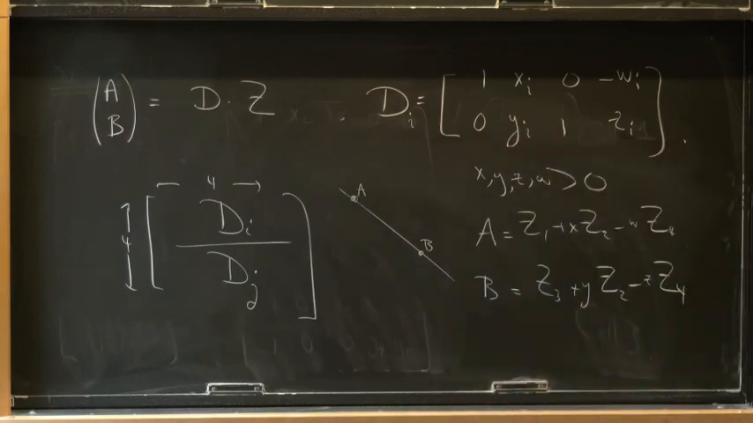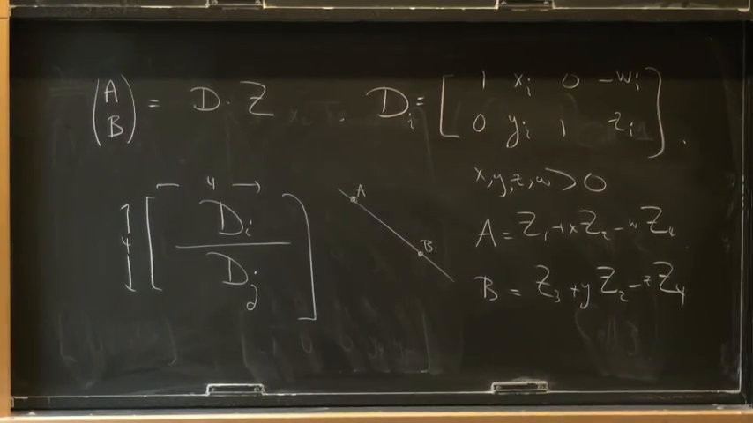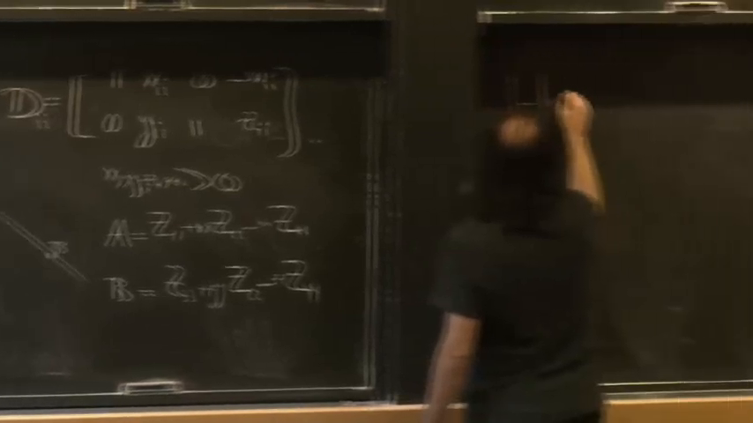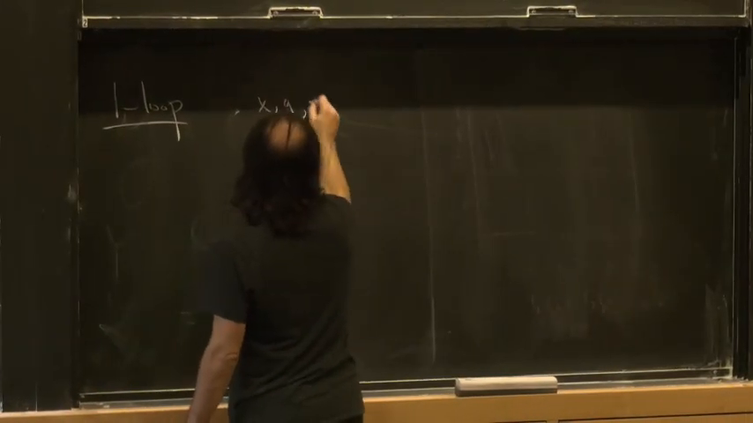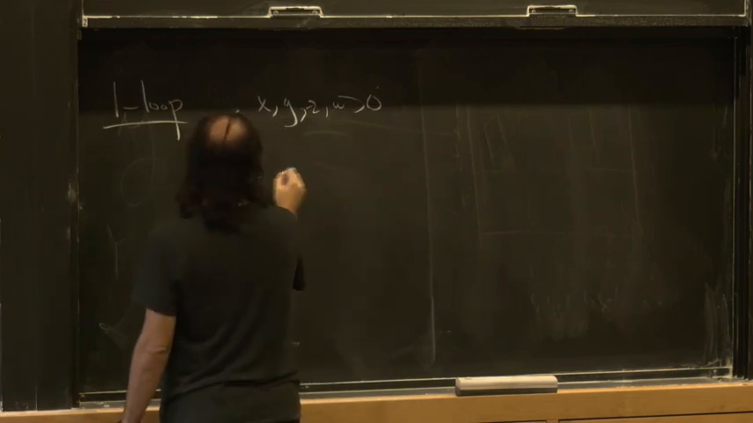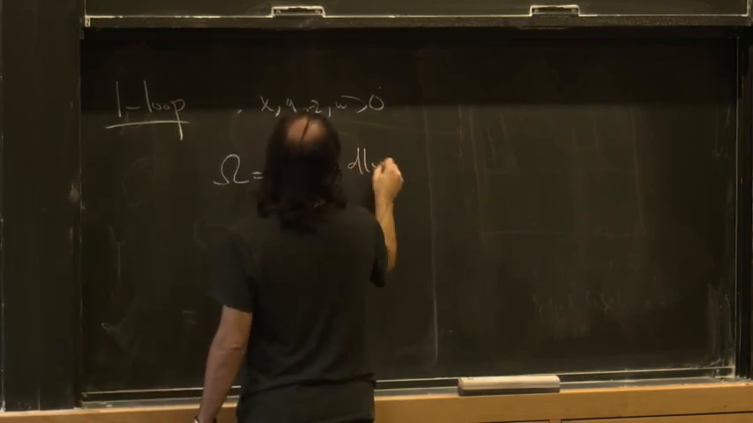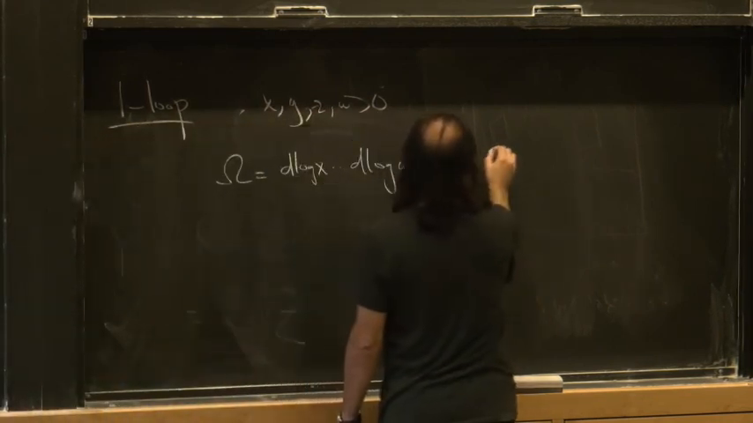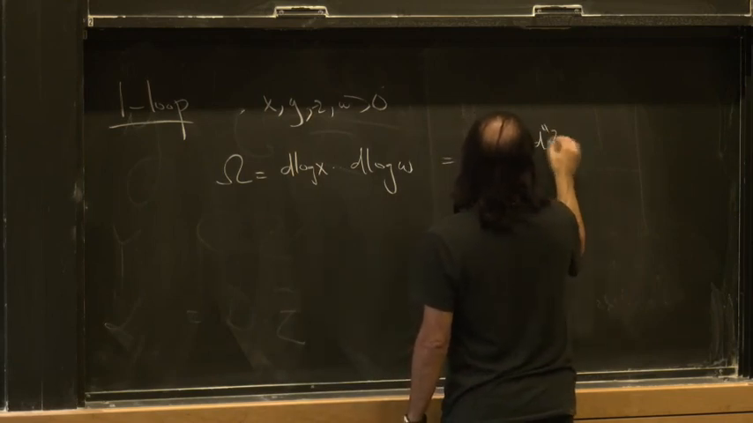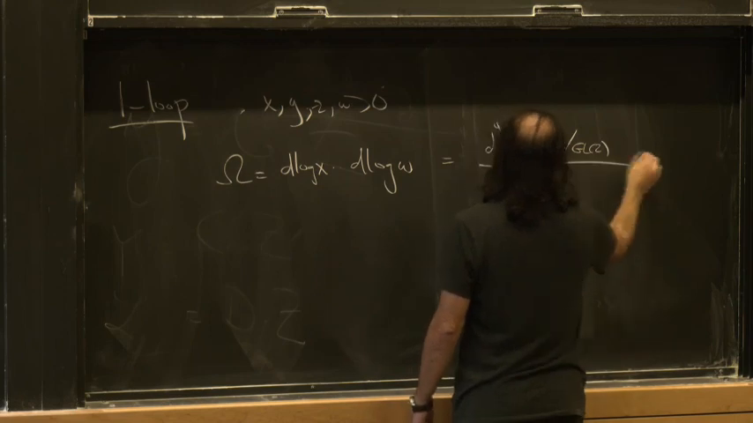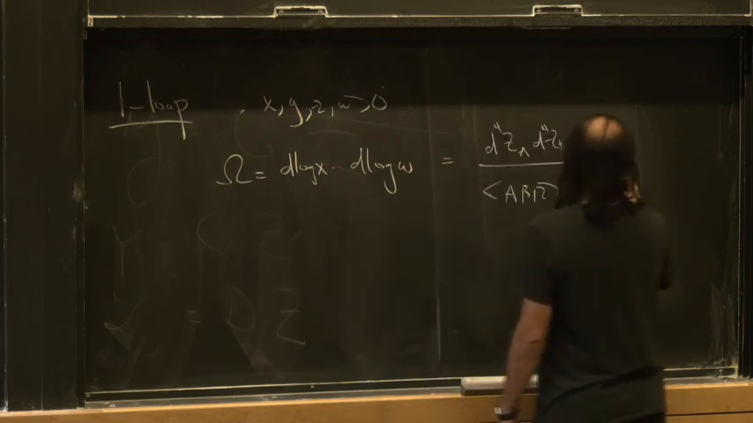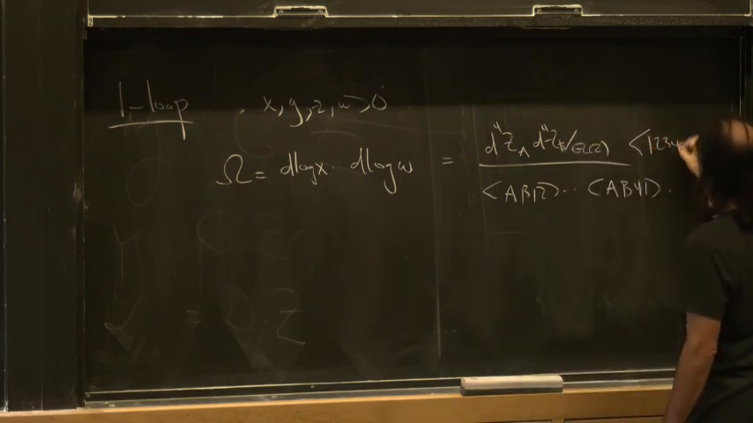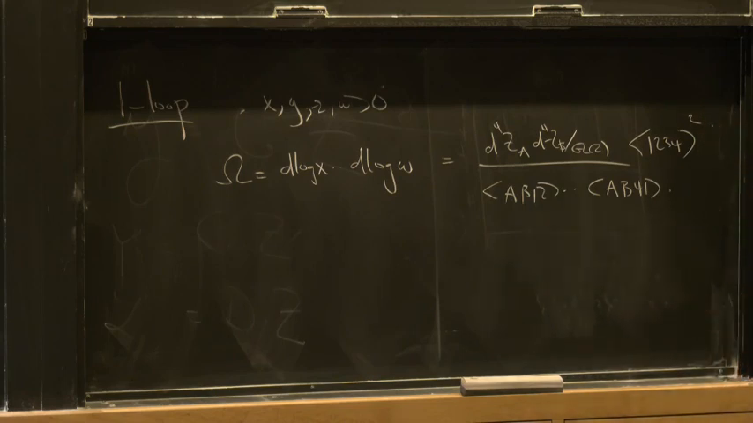Already for one loop, all I have is x, y, z, w positive. I have a canonical form, which is d log x dot dot d log w. And as we've talked about before, this form is also d4zA d4zB, modulo GL2, over AB12, AB23, AB34, AB41, times some 1, 2, 3, 4 squared upstairs. Okay, and we can see that, right?